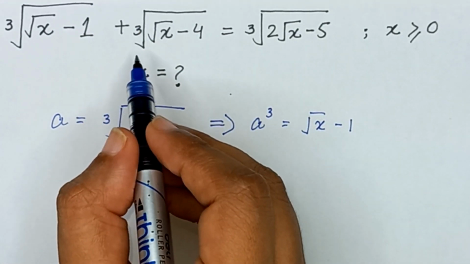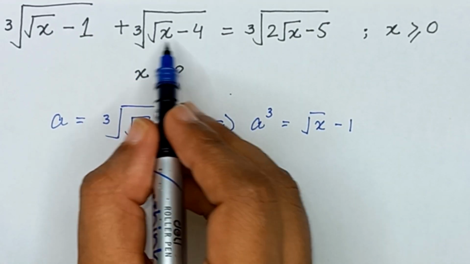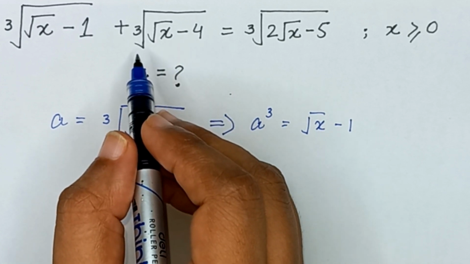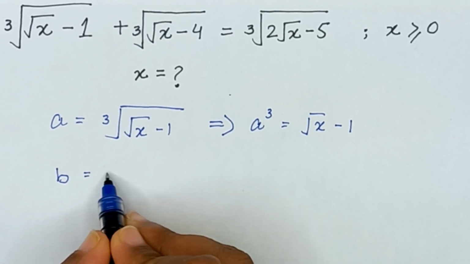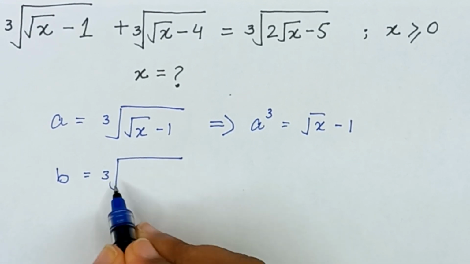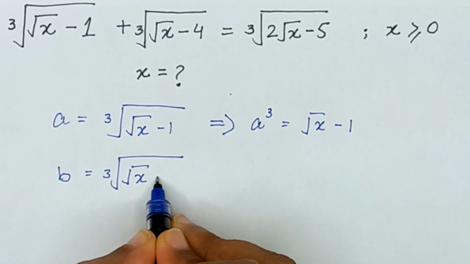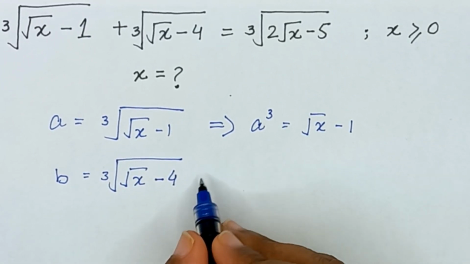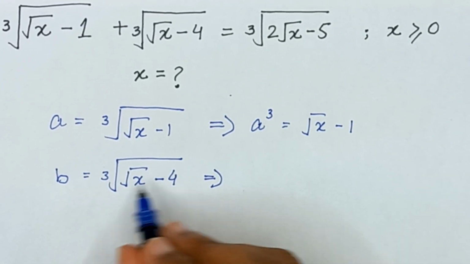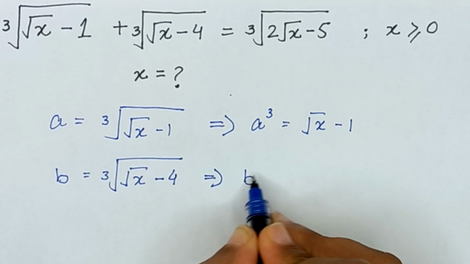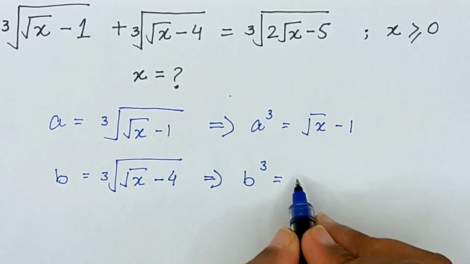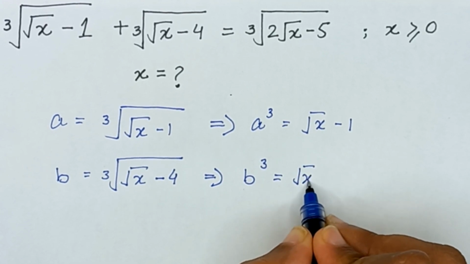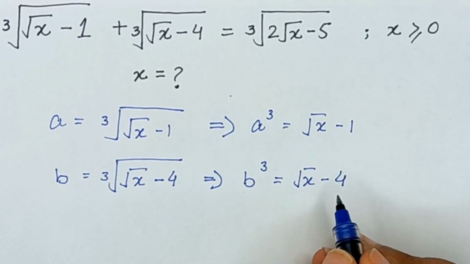Similarly, we will take the cube root of square root of x minus 4 equal to b. So b is equal to the cube root of square root of x minus 4. If we take cube on both sides, it will become b cube is equal to square root of x minus 4, as cube and cube root will be cancelled out.